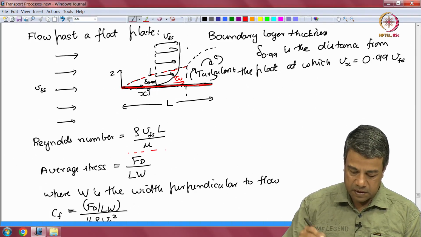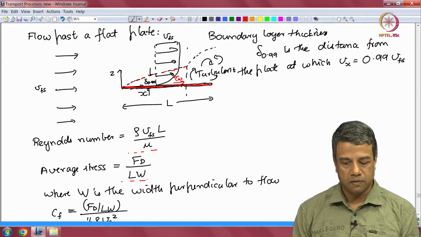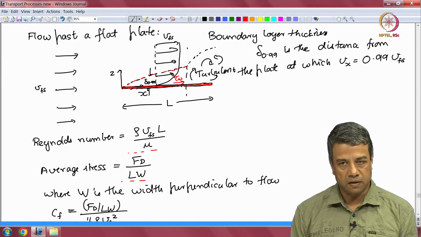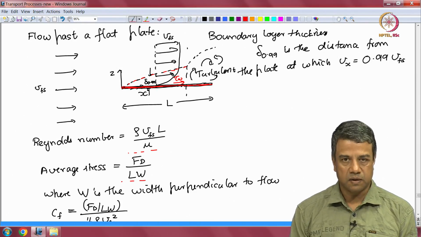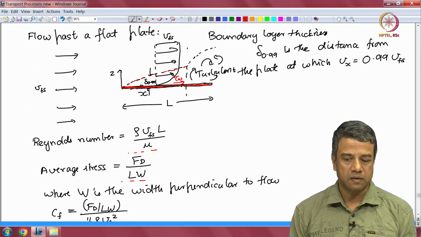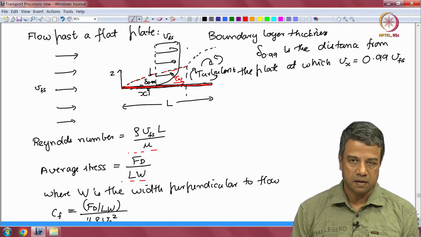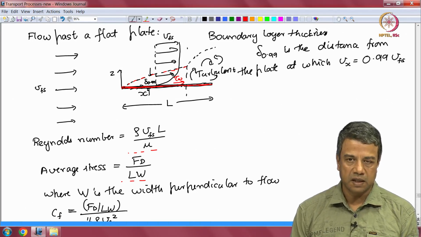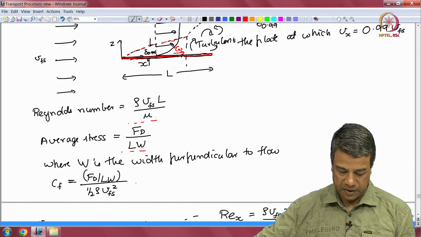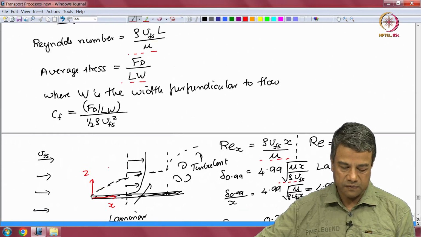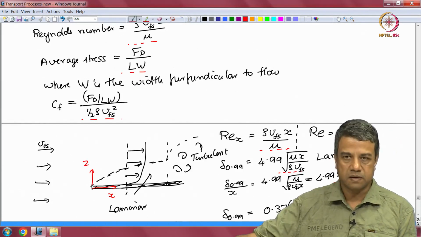We have defined the Reynolds number here. The average stress is the drag force divided by L into W. L is the length along the plate, in the direction of velocity, and W is the width, in the direction perpendicular to the velocity. And the skin friction coefficient was defined as Ft by L into W, divided by half rho Vs square.